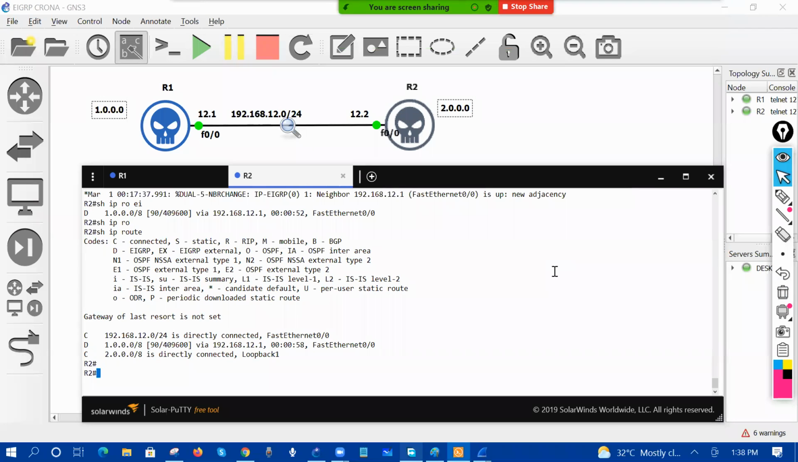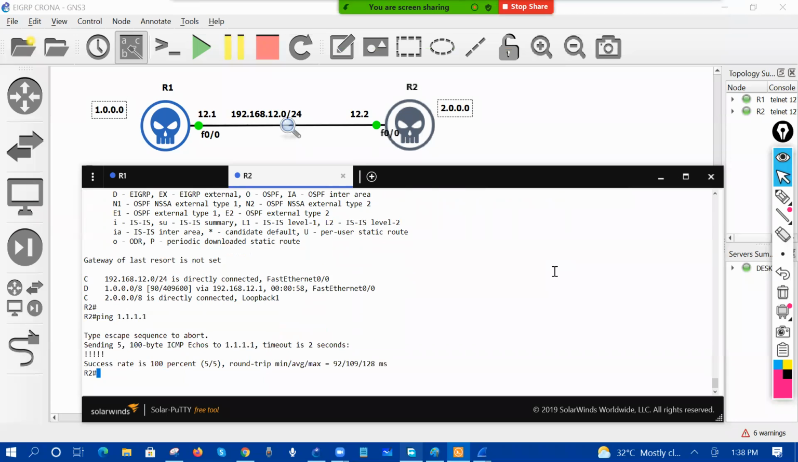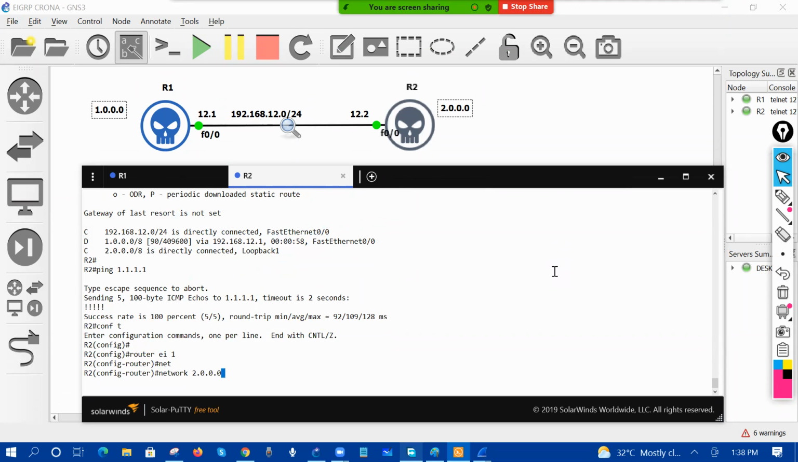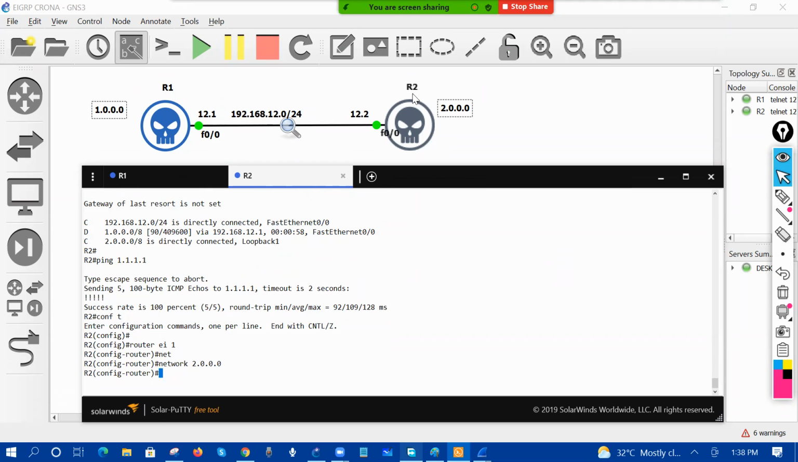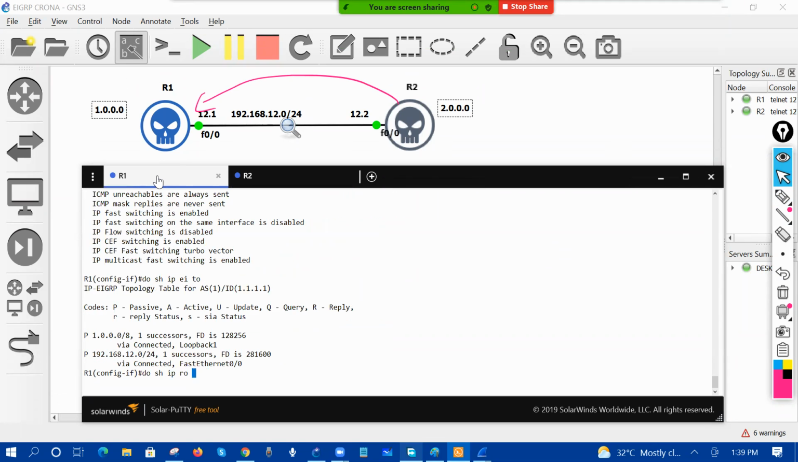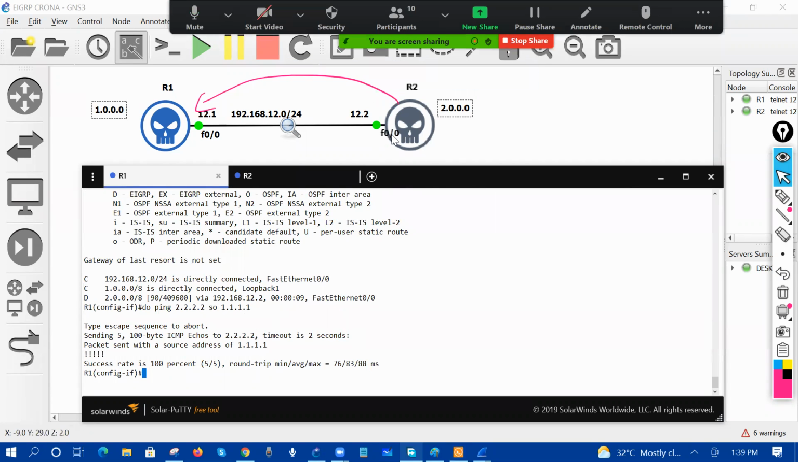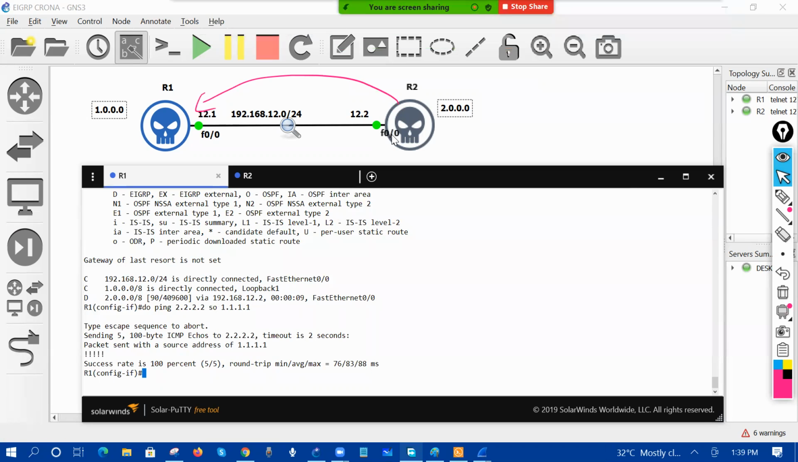And now if you see, I can send my traffic to this guy, right? Same thing, if you go back to R2 and on R2 you advertise this route, done. Now R2 will share this information to R1, and R1 will maintain this information in the routing table. Done. And now we do have end-to-end reachability. Good.